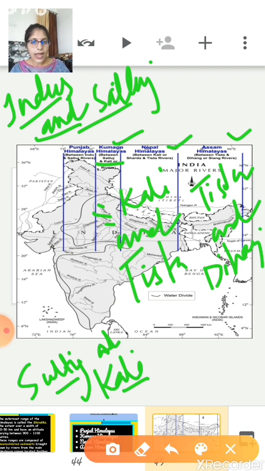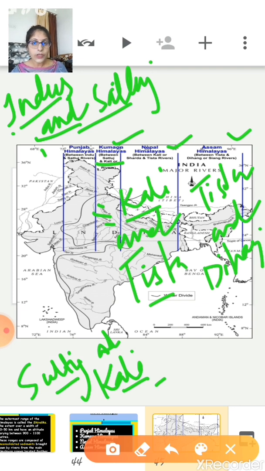Clear? Himalayas division based on region from west to east. First one is the Punjab Himalaya, the region between the Indus and Shatluj river. Second is the Kumaon Himalaya, the region between the Shatluj and Kali river. Then Nepal Himalaya, the region between the Kali river and the Tista river. And the last one is the Assam Himalaya, the region between the Tista and the Dihang river.